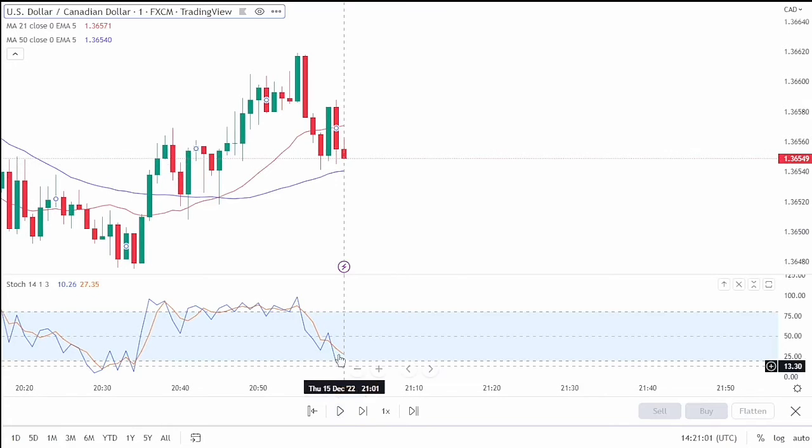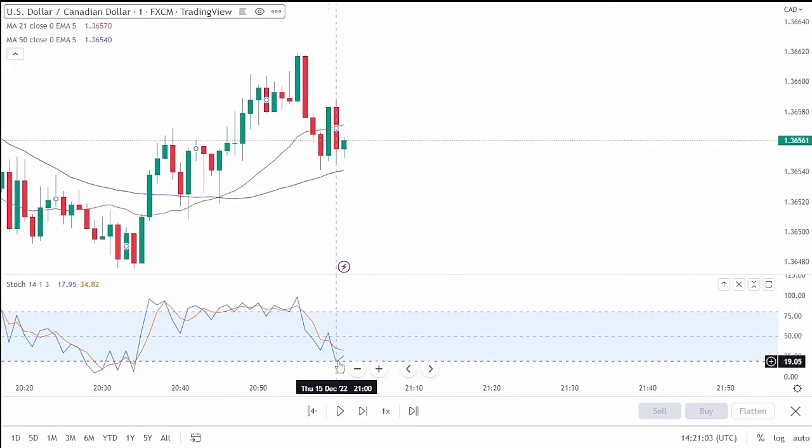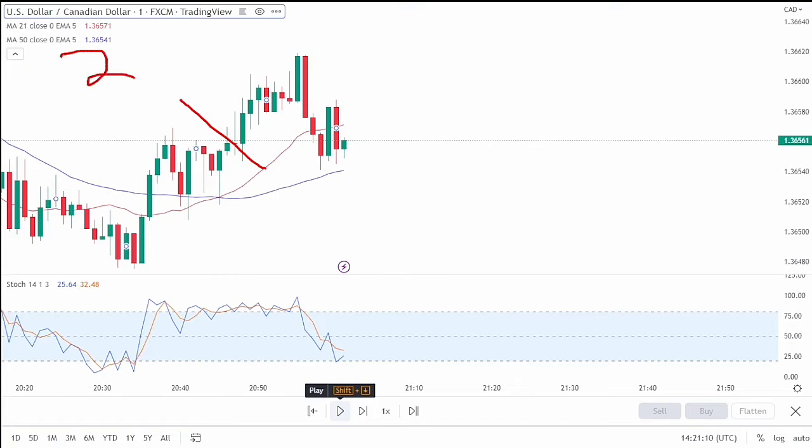The market started moving. Now you can see the stochastic is below the 20 level, and now it comes down. Now what we are waiting for is, first of all, please remember this: we see that the 21 EMA is above the 50. This is the 21 EMA, and this is the 50. If the 21 EMA is above the 50, it simply means we are already in an uptrend, right?